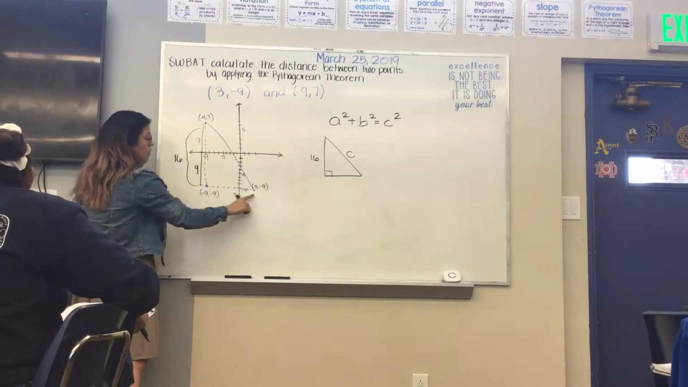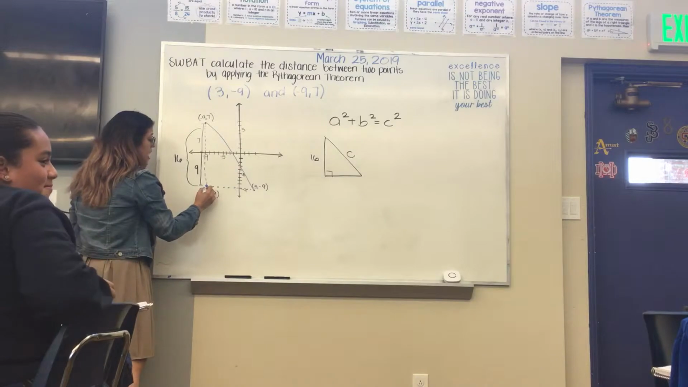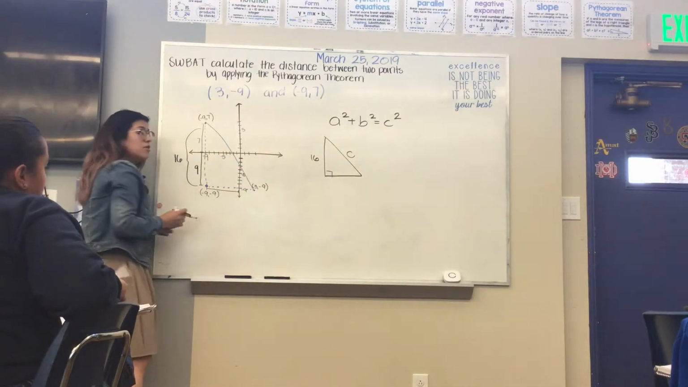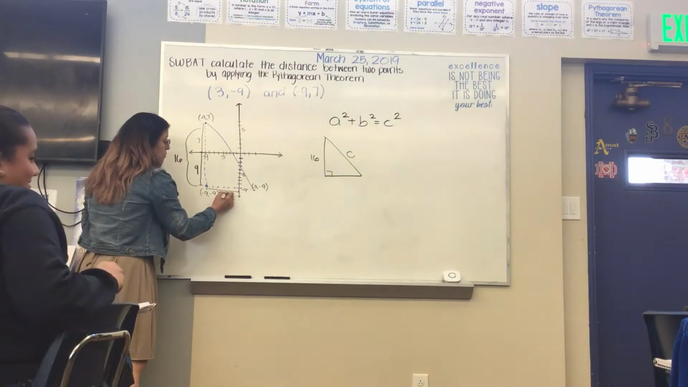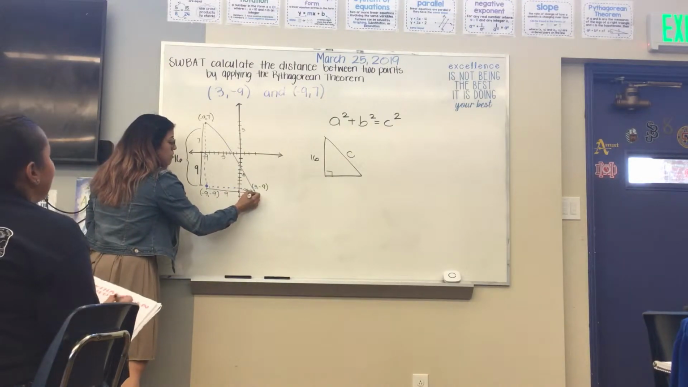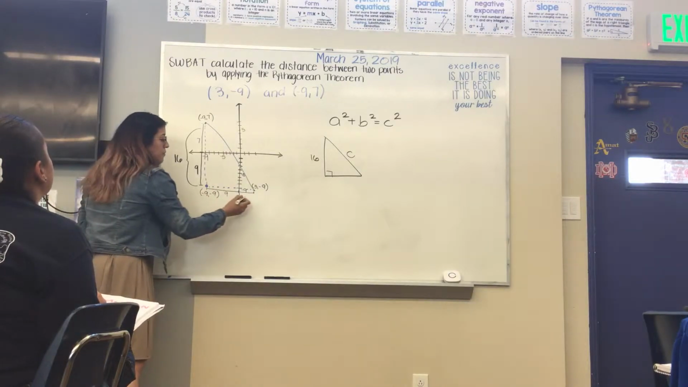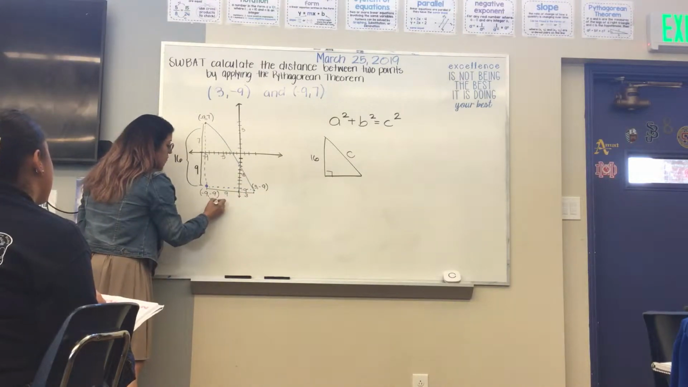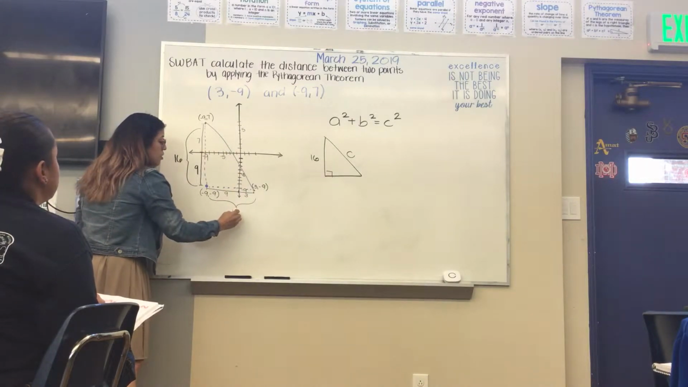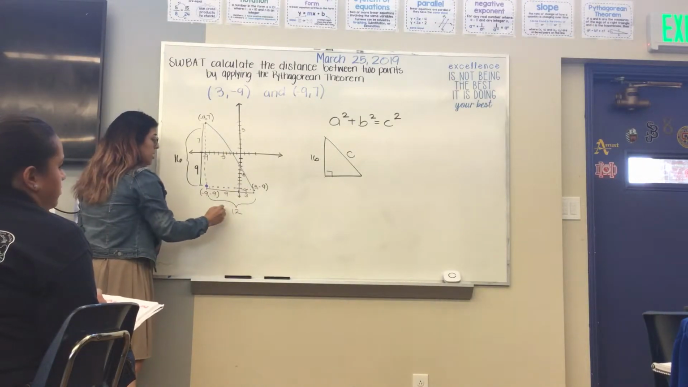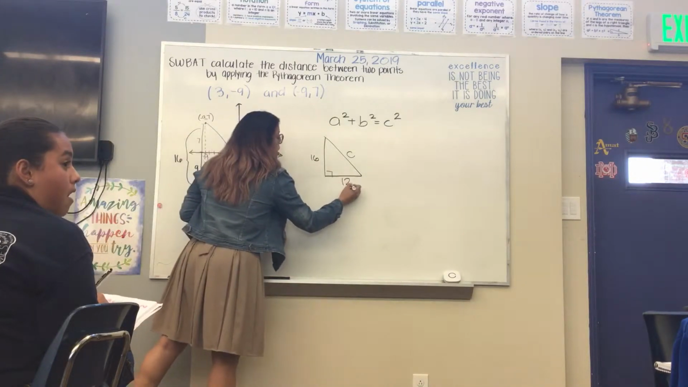Now we're going to do the same thing over here. We're traveling on the x-axis, so from the negative 9 to 0, we move how many spaces? 9. From the 0 to the 3 on the x-axis, how many spaces do we have? 3. So now we add them together. 9 plus 3 is 12. So my second leg, which we can call B, measures 12.